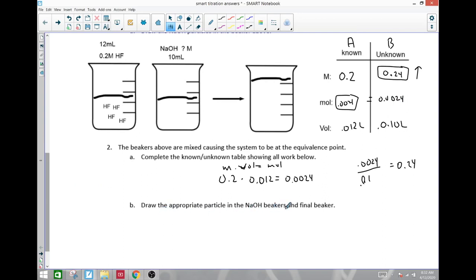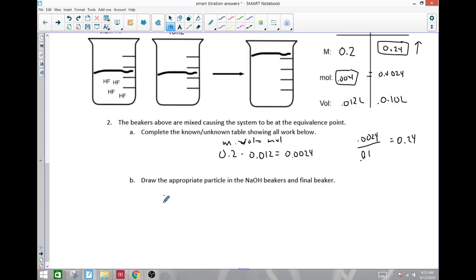Draw the appropriate particles in the drawings. Okay, so I'm adding 4 of these guys, and let's write out our equation here. So it's happening, so we know what's going on here, and how many we're going to draw. So I got HF. I'm going to use the net ionic equation. So in this case, OH negative plus HF yields water molecules, right? Because this guy's going to donate an H to that guy, and we're going to have an F negative left over. And I'm not showing the cations; they're there.